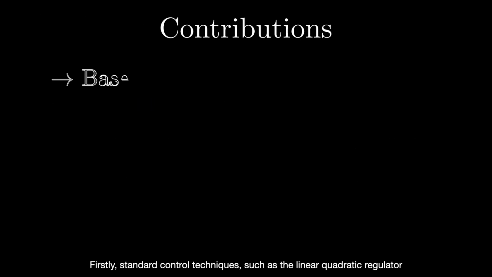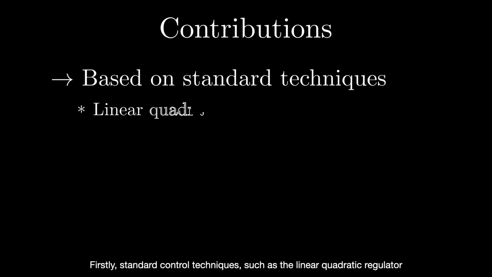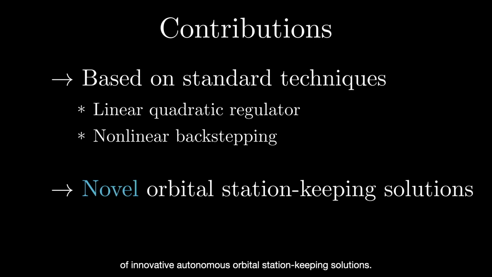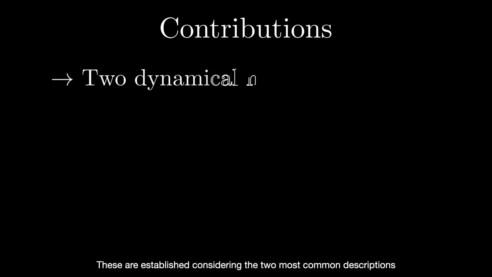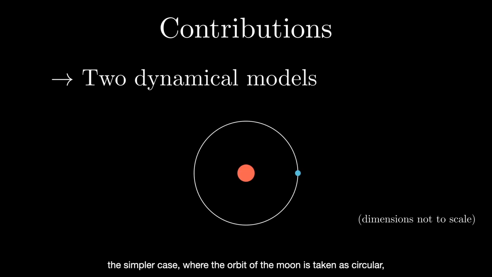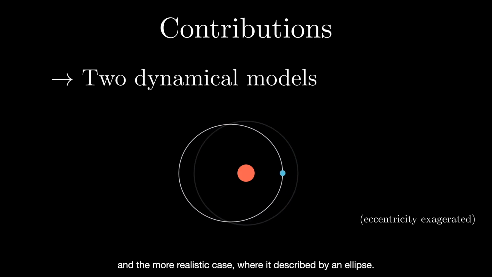Firstly, standard control techniques such as the linear quadratic regulator and nonlinear backstepping are leveraged together in the design of innovative autonomous orbital station-keeping solutions. These are established considering the 2 most common descriptions of the restricted three-body problem dynamics. That is, the simpler case, where the orbit of the Moon is taken as circular, and the more realistic case, where it is described by an ellipse.